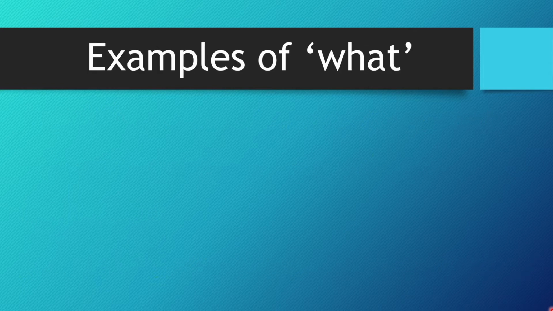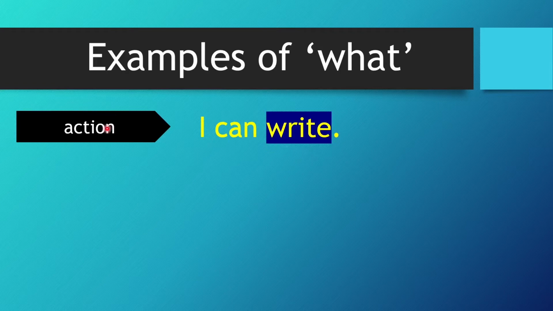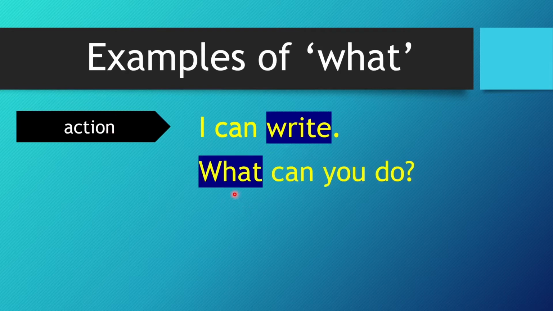Now let's see some examples. I can write. So, write. This is action. So, the sentence will be, what can you do? Remember, when there is I given in the answer, when you are making WH question, it will become you. I, this pronoun, will become you.